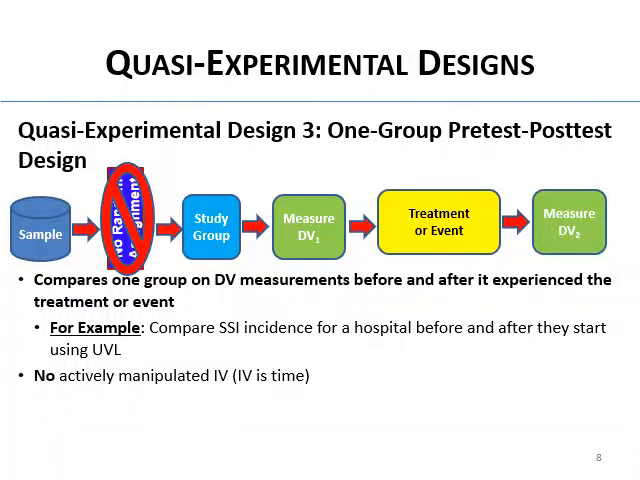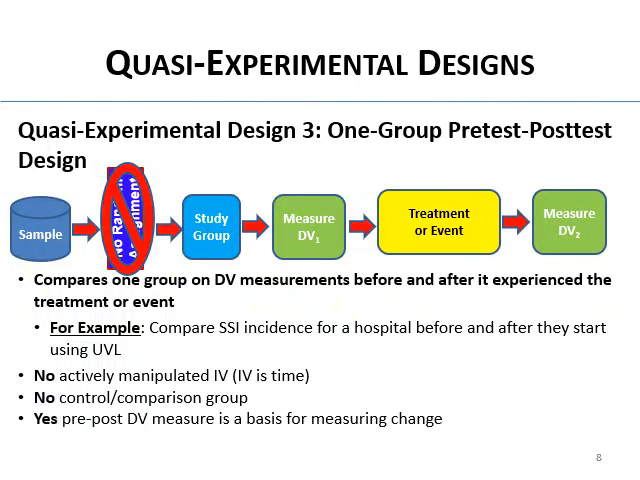There is no actively manipulated IV. The IV here is time, right? You can't manipulate that. So there is no control or comparison group. There is a pre-post measure. So you could say, yes, there was change before and after thing A happened. But can you say that's what caused the change? Who knows? Could be a Hawthorne effect or a novelty effect, right? That caused the change, not really the machine itself.